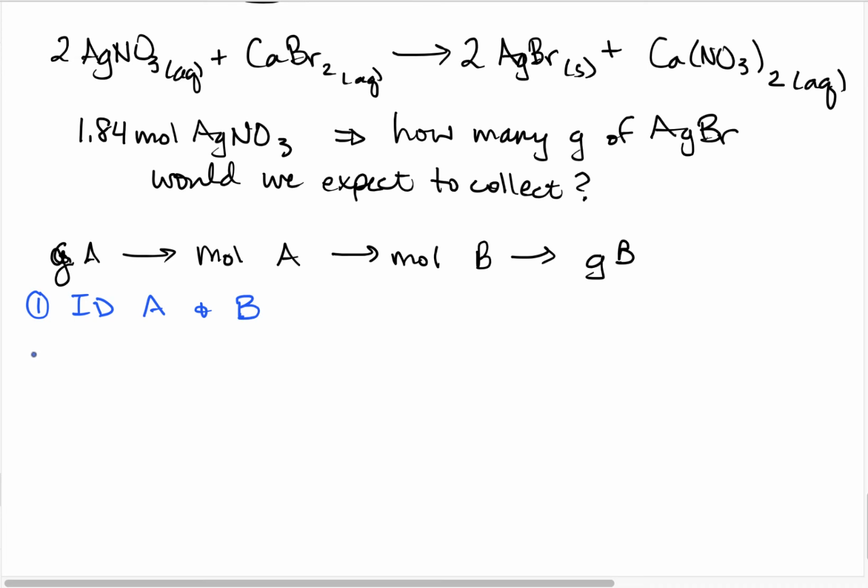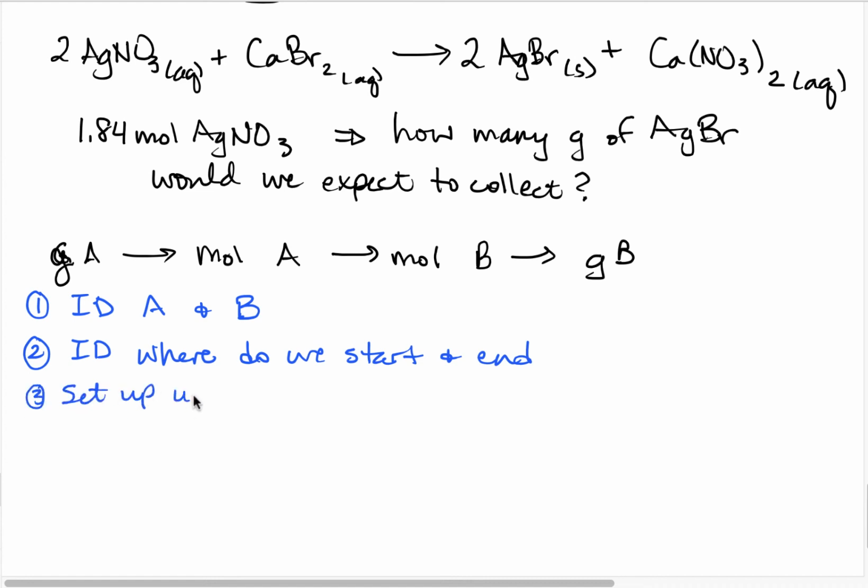And then I want you to identify where are we starting on this flow chart and where do we end. So where on this 4-step process are we getting on to this flow, and then where are we ending on this flow, because it can vary and that's going to affect what steps we use. And then I want you to set up the units. So give this a try. Pause the video and try it, and then turn it back on and we'll do it together.